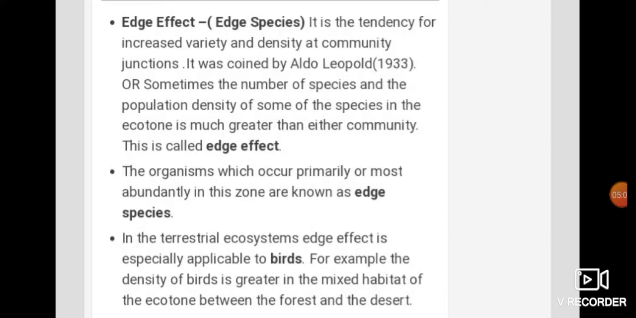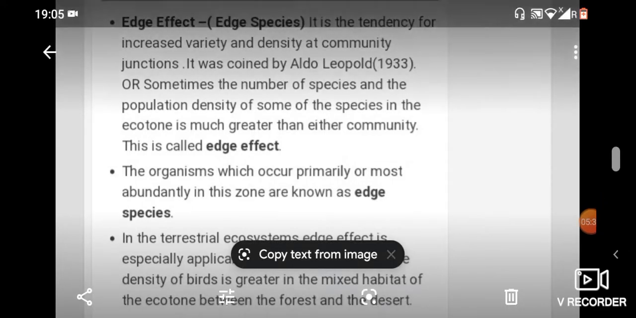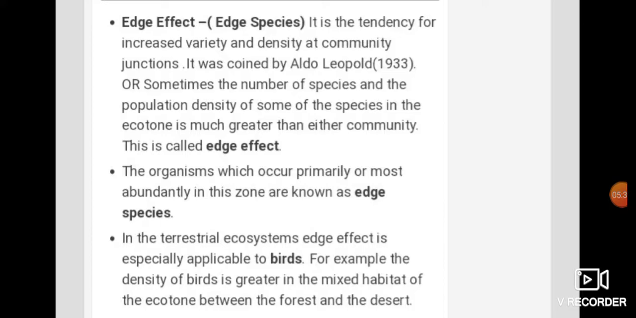Sometimes the number of species and the population density of some of the species in the ecotone is much greater than other community. This is called the Edge effect. Suppose in the grassland ecosystem species A's population is more, and in the aquatic ecosystem species B's population is more. Here it is saying that the number of species and the population density of some of the species in the ecotone is much greater than other community. Okay, so the organisms which occur primarily or most abundantly in this zone are called the Edge species.